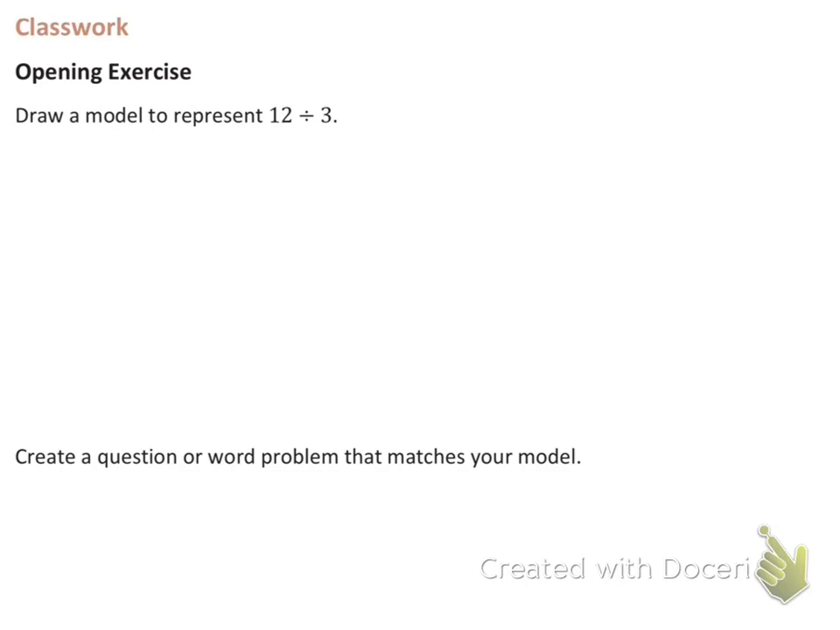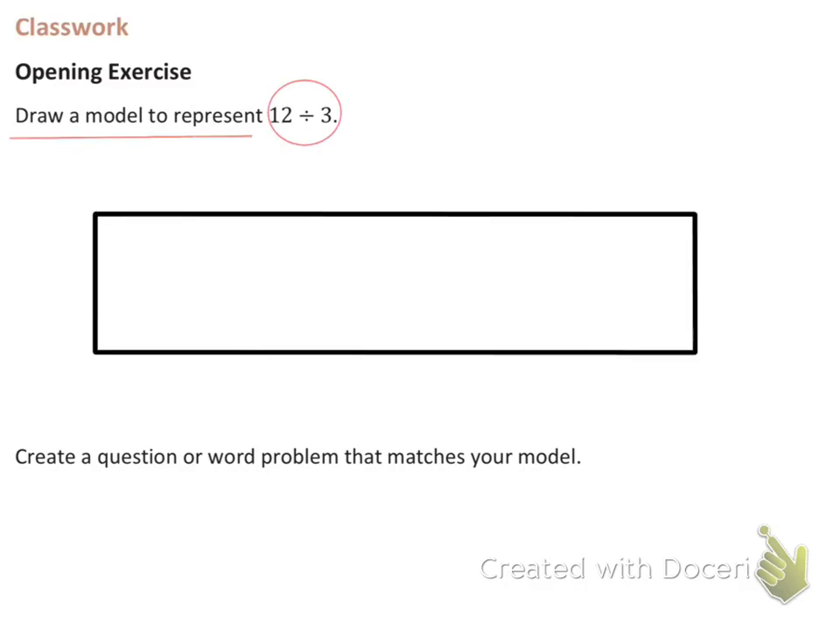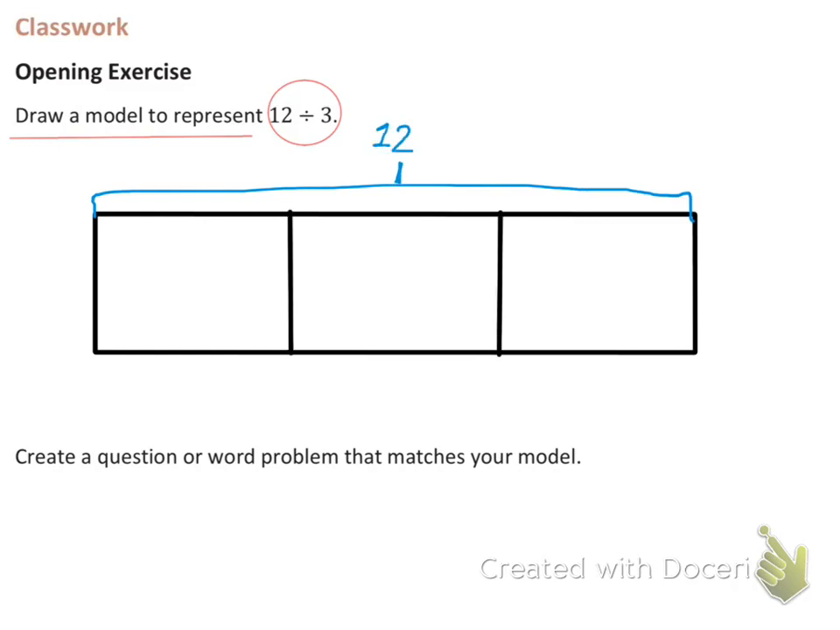So in the opening exercise, it says draw a model to represent 12 divided by 3. So I'm going to start by drawing a tape diagram and label that 12, and I'm going to divide the 12 into 3 equal parts. And I know the value of each unit is 4 because 4 times 3 is 12.